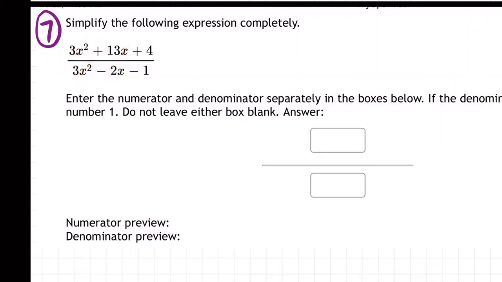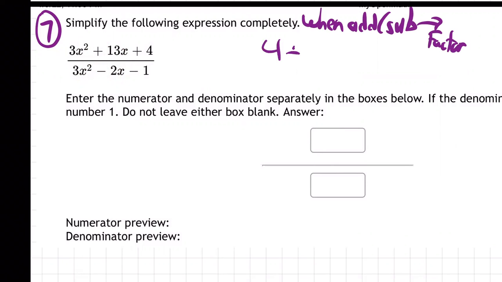When you have adding and subtracting, you can't cancel things. So what do you do instead? Let me write that. When we have adding, subtracting, we need to factor, because you cannot cancel added, subtracted items. It's just not true. I could prove it real quick.